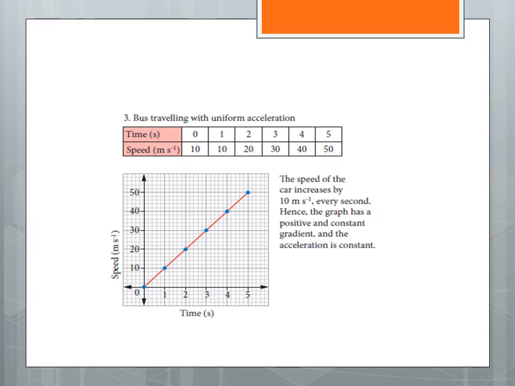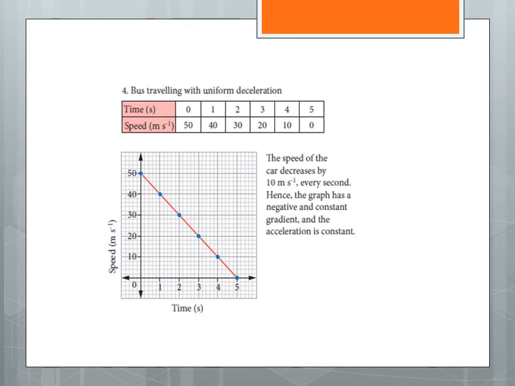Bus traveling with uniform acceleration. Time 0, 1, 2, 3, 4, 5; speed in m/s: 0, 10, 20, 30, 40, 50. The speed of the car increases by 10 m/s every second. Hence the graph has a positive and constant gradient and the acceleration is constant. It is a straight line, so they say it is constant.